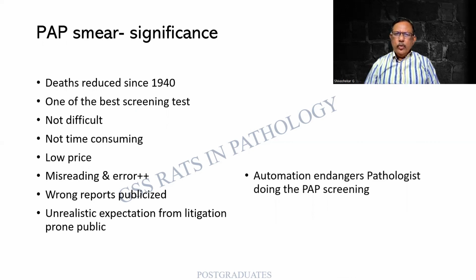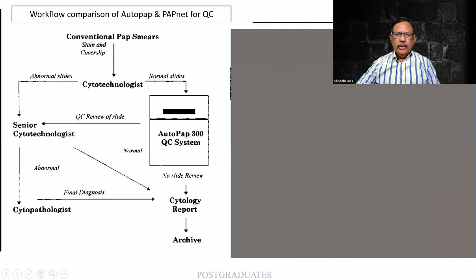What happens in due course is there has been a process of automation and there is a screening that is done. And even in the screening method, there is a need for a pathologist to recheck it, but then the number of pathologists comes down. So it endangers the pathologists ourselves. So this is what is happening.